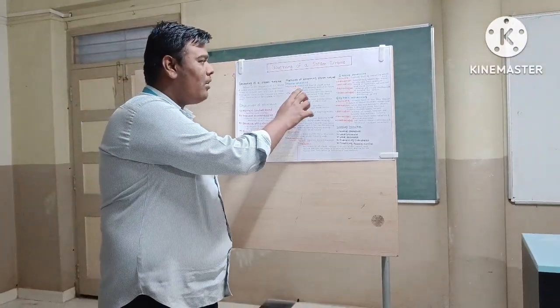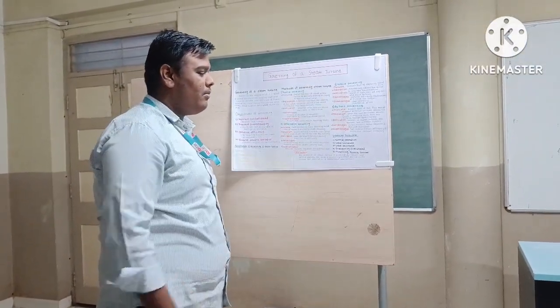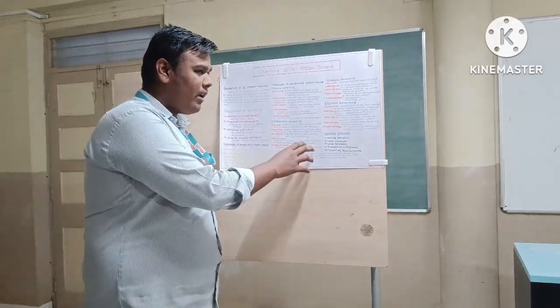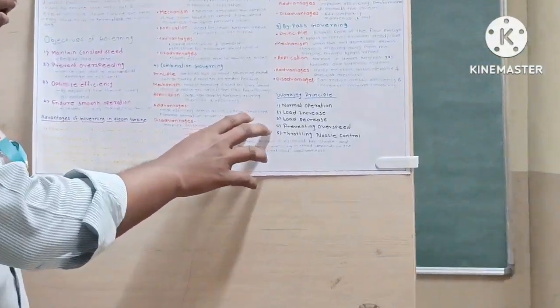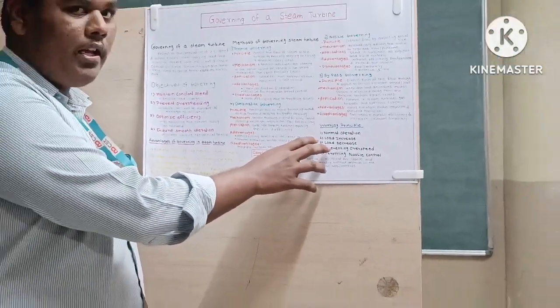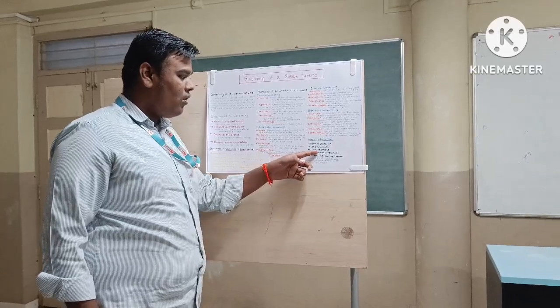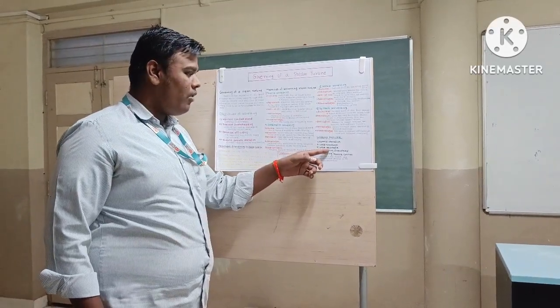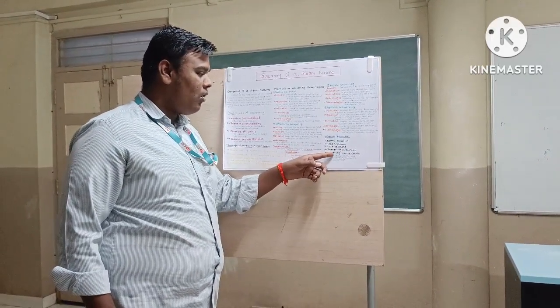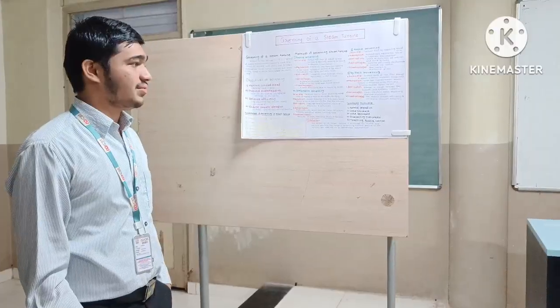Vaibhav and Praveen have explained the governing of the steam turbine. I am explaining the working principle. First is normal operation, second is load increase, third is load decrease, fourth is preventing overspeed, and fifth is throttling auto control.